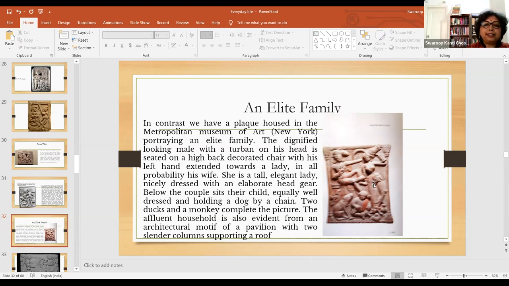She's a tall, elegant lady, nicely dressed with an elaborate headgear. Below the couple sits their child, equally well-dressed and holding a dog by a chain. Two ducks and a monkey complete the picture. The affluent household is also evident from an architectural motif, that is, you can see the pavilion and the two slender columns supporting the roof. So this actually gives you an idea of affluence that could be seen in the sculptures of Chandraketugarh.